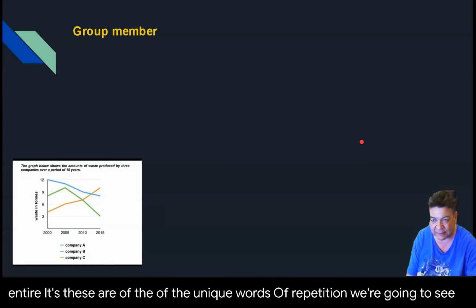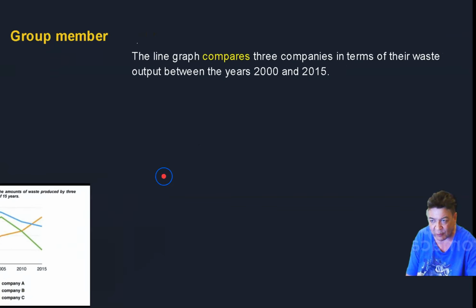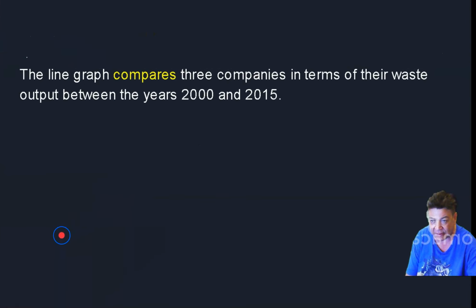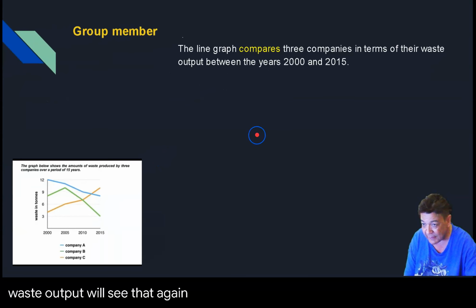Okay, group member, what do you got? Come on, click. All right. So, the line graph compares 3 companies in terms of their waste output between the years 2000 and 2015. Not bad. Okay. It paraphrases adequately. Compares 3 companies, that's repeated, in terms of their waste output. In terms of that word, terms of waste output. We'll see that again.